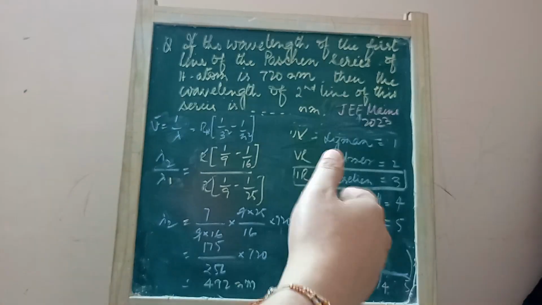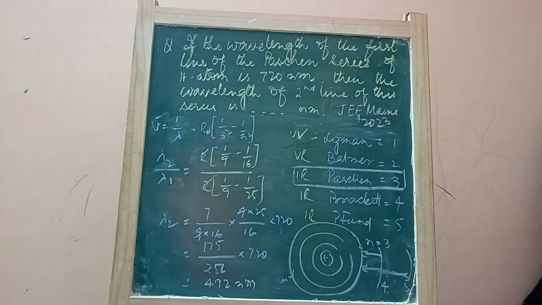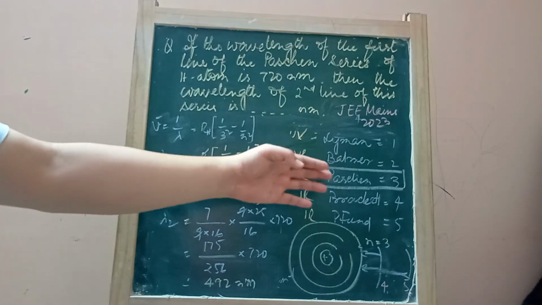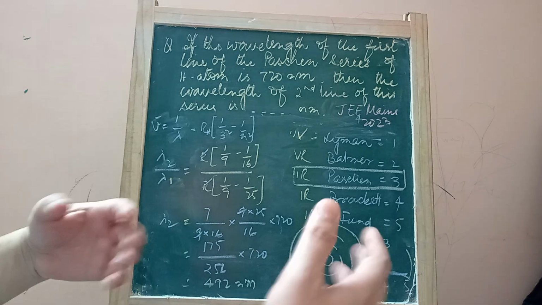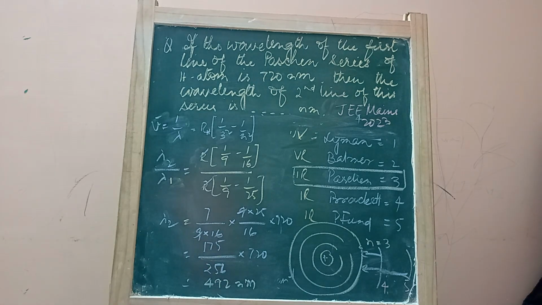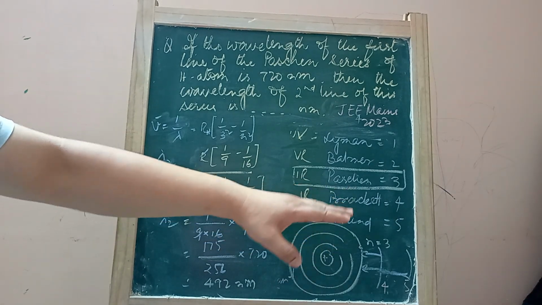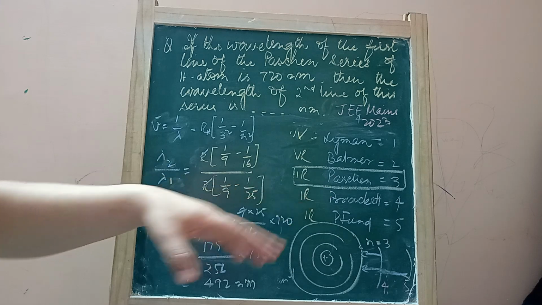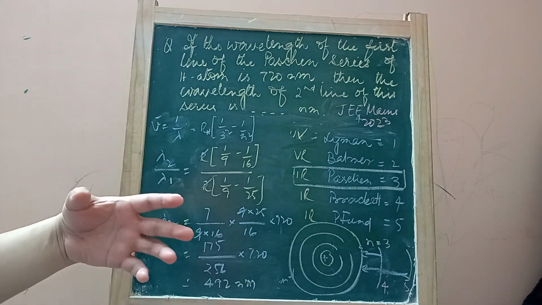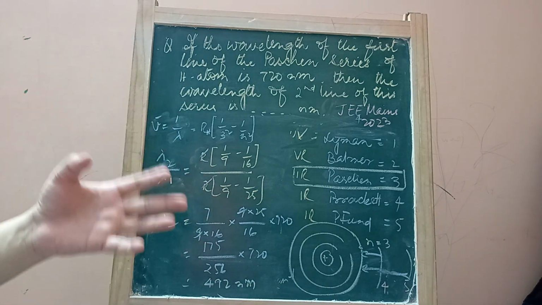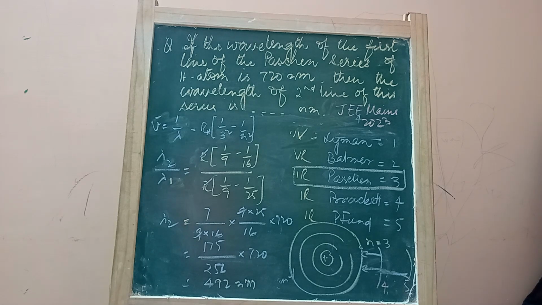The lines in the Lyman series will all be ultraviolet, which cannot be seen with your naked eyes. The lines of the Balmer series will be in the visible range. We can see them. In the Paschen, Brackett, and Pfund series, all these lines of the hydrogen atom belong to infrared radiation. They are not visible to our naked eyes.